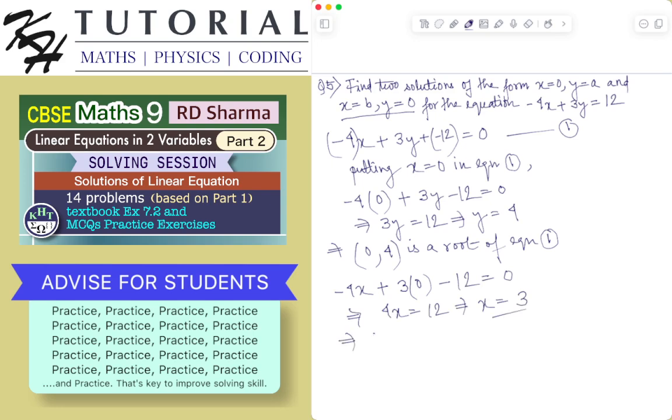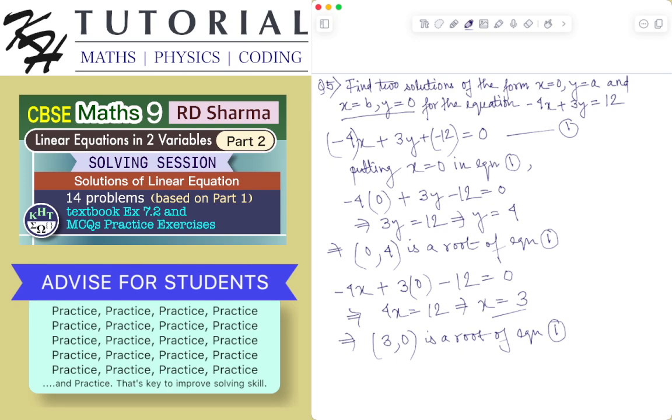So we can say that 3, 0 is a root of the given linear equation, which is 1. The root 3 comma 0 is of the form x equals b, y equals 0, where b is 3. So we have found two roots of the given linear equation. One is 0 comma 4, which is of the form x equals 0 and y equals a. Another root we have found is 3 comma 0, which is of the form x equals b, y equals 0.